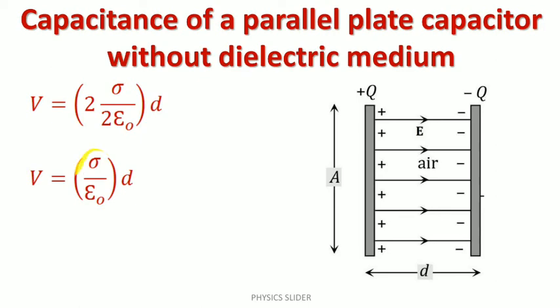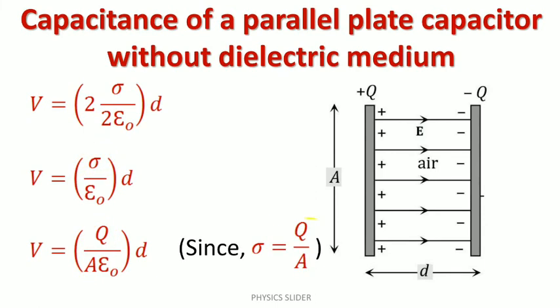Now watch here. This sigma is the surface charge density, means the charge per unit surface area, or we can say sigma is equal to Q upon A. So put the value of sigma as Q upon A. Since sigma is equal to Q upon A, now we have this value of V.